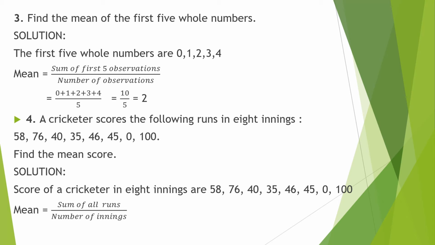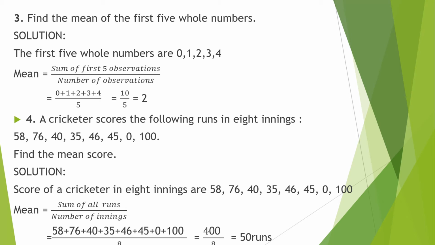While adding the runs scored by the cricketer, we get 400 upon the total innings he played, which is 8. So 400 upon 8 is equal to 50 runs. So the mean score is 50 runs.